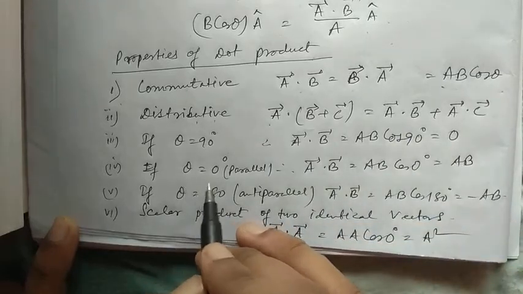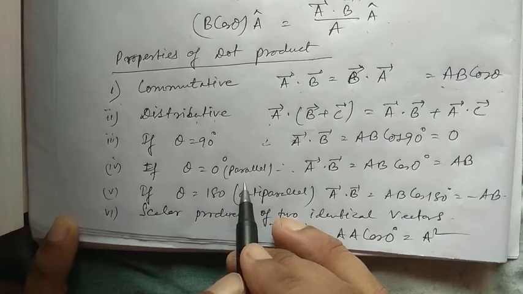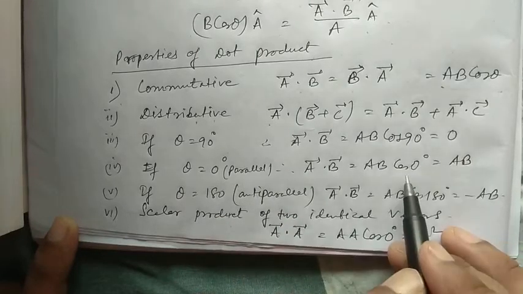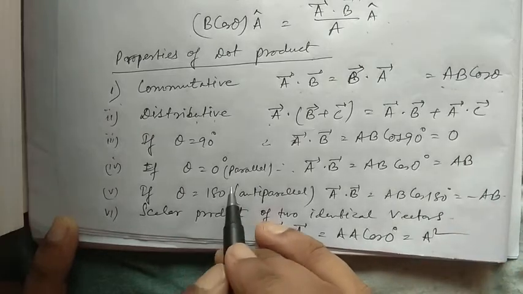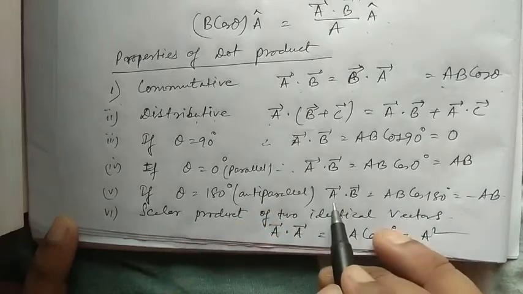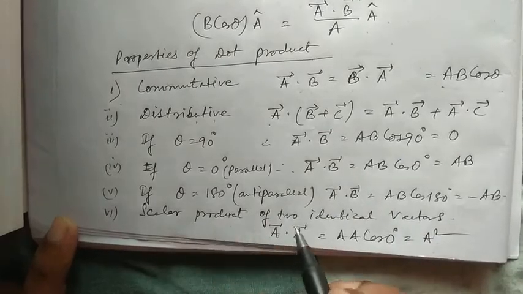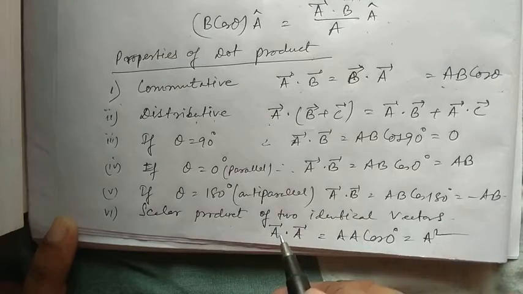Similarly, if theta is equal to 0, that means both the vectors are parallel to each other, therefore A vector dot B vector is equal to AB, because cos 0 is 1. Antiparallel, theta is equal to 180 degrees, then the dot product of vector A and vector B is equal to minus AB. And the scalar product of two identical vectors, identical means both the vectors are the same, A vector dot A vector, results in A square, because these two identical vectors don't have any angle between them, the angle is 0, so cos 0 is 1, resulting in A square.